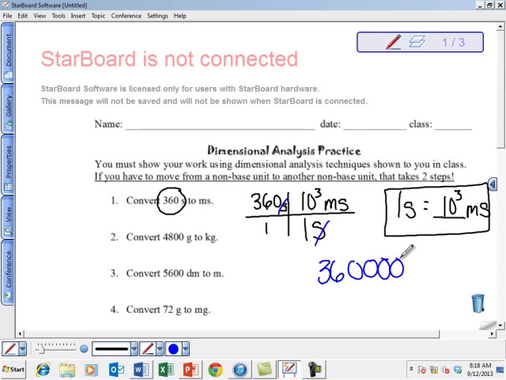Because counting zeros, right, Leah? My poor TA. Counting zeros is like the worst thing. It sucks.